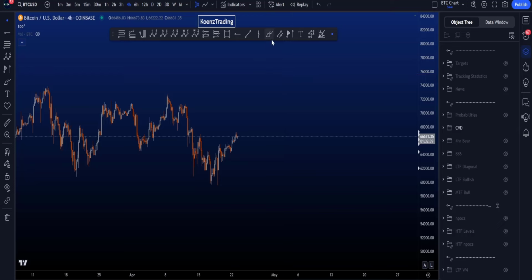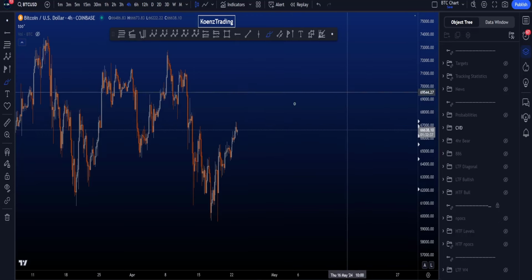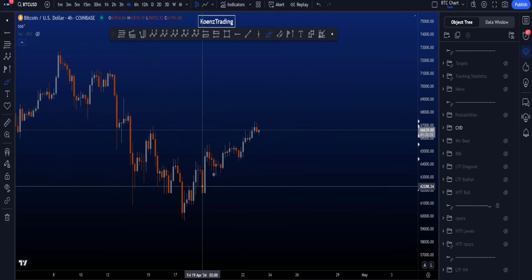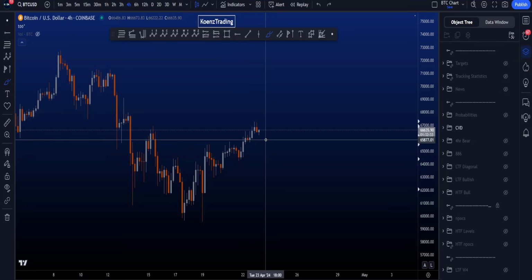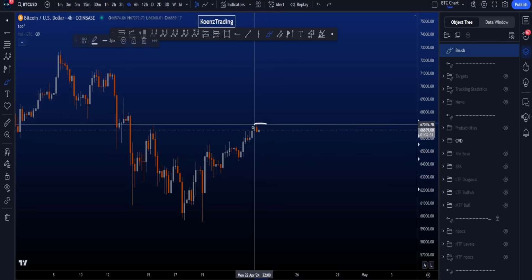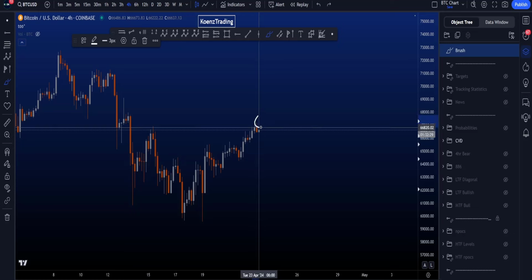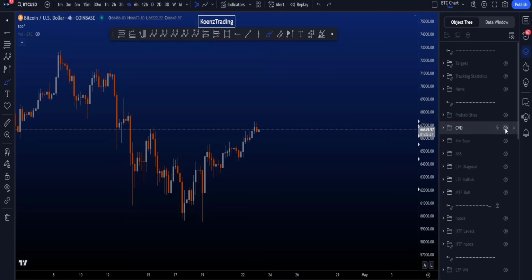Considering the CVD divergences, locally there's not too much going on. All the bullish CVD divergences that we had already played out, and at the moment price is just ranging here. There's not really any divergences forming after the recent high, so we have to be very, very patient.